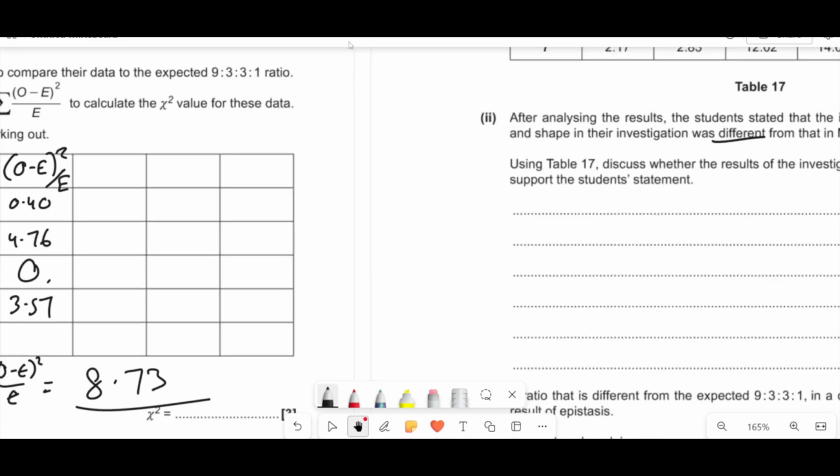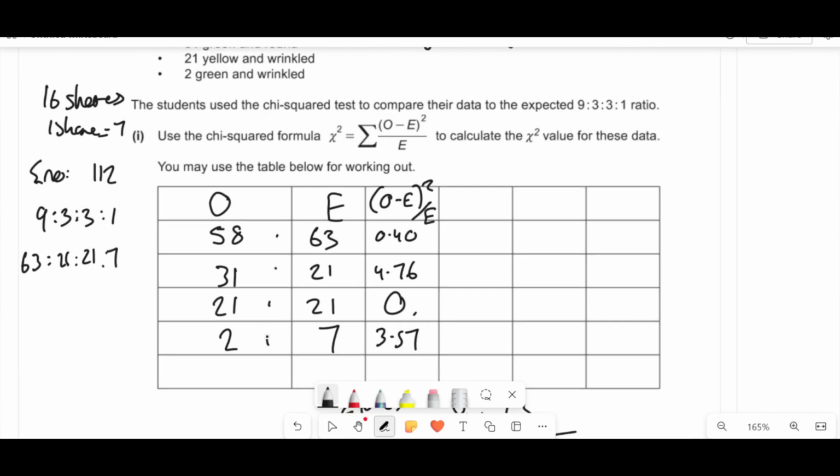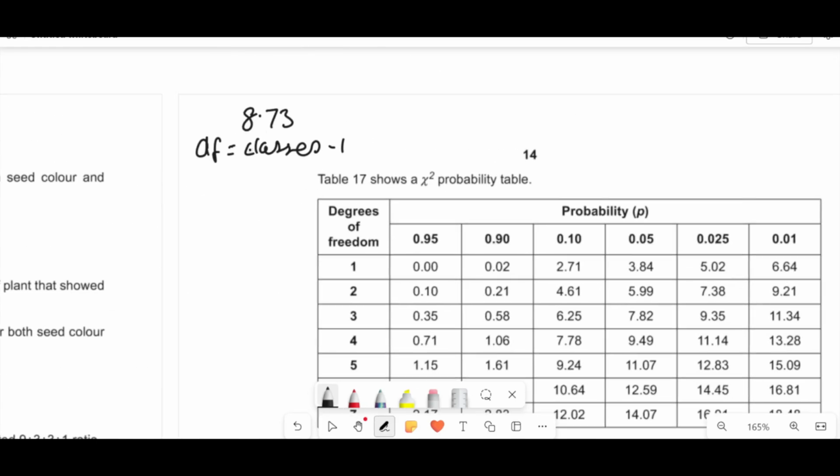What we've done is we've just worked out 8.73. That's our value, and we're going to compare it to a critical value here. We need to work out the number of degrees of freedom. The number of degrees of freedom for a chi-squared test is your number of classes minus 1, as in your phenotypes minus 1. So in this case, our phenotypes are 1, 2, 3, 4, so we've actually got 3 degrees of freedom. So it's going to be 4 minus 1, which is 3. Can you see that column says degrees of freedom? We're looking at this entire row here.